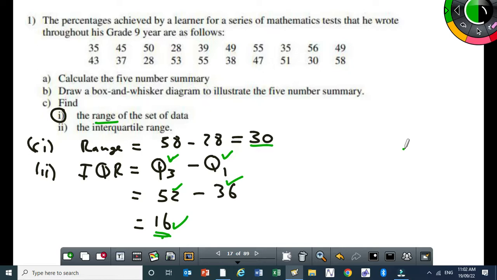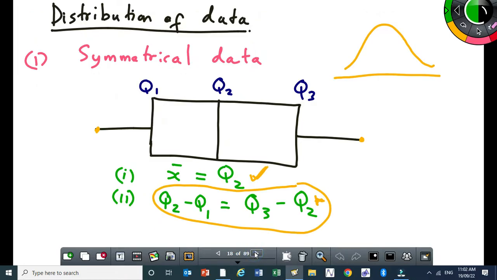Okay, if I take another question, then let's move to this now. Then distribution of data. Now, this part here is mainly for the box and whisker diagram. After drawing the box and whisker diagram, you may be asked to comment on the distribution of that data. So there are three options. The first option is that the data can be symmetrical.